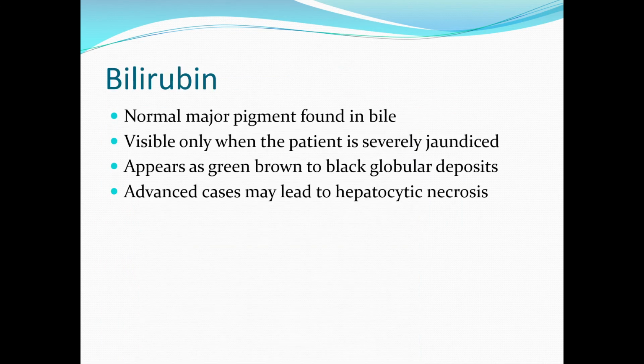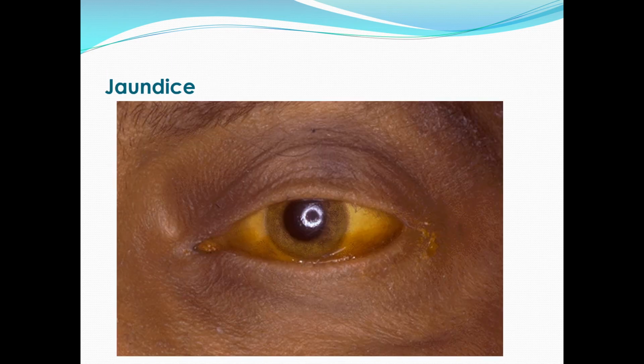Now another pigment of hemoglobin metabolism, that is bilirubin. It is a normal major pigment found in the body, visible only when the patient is severely jaundiced, and appears as green-brown to black globular deposits. In advanced cases, that may lead to hepatocytic necrosis. So it is a bile pigment usually found in severe cases of jaundice. This is a Kayser-Fleischer ring you can find in the patient of jaundice in the body because of the deposition of pigment in the liver.